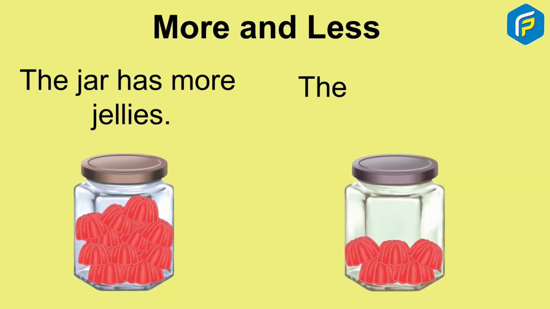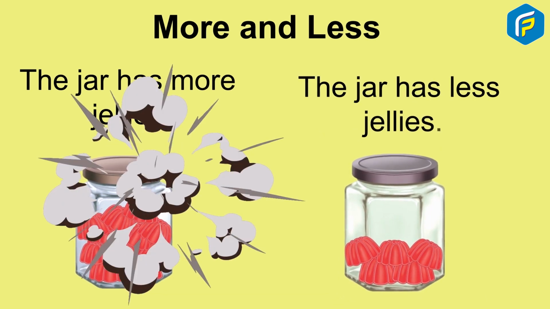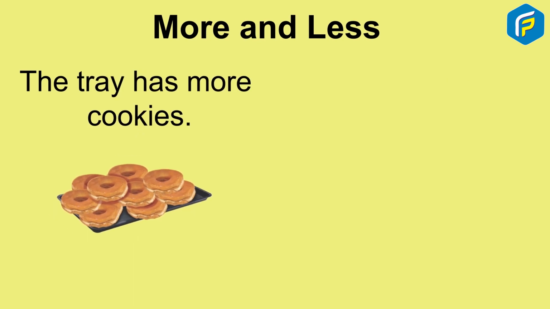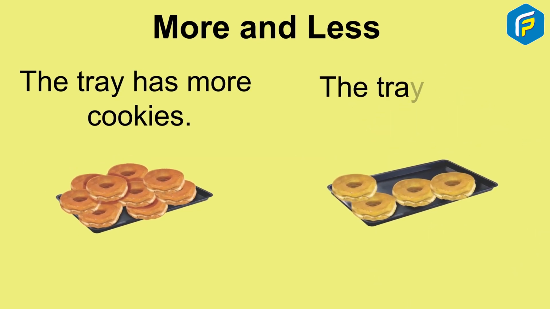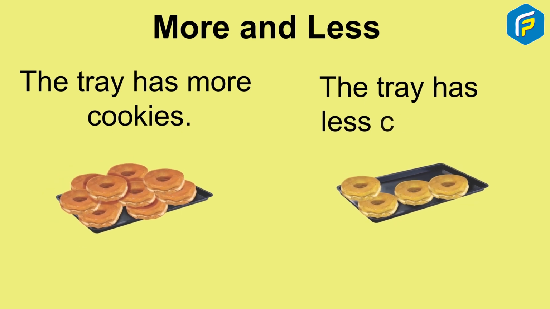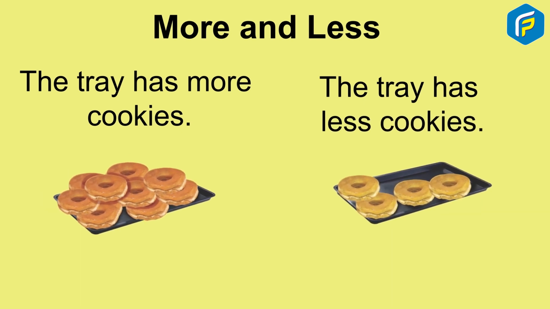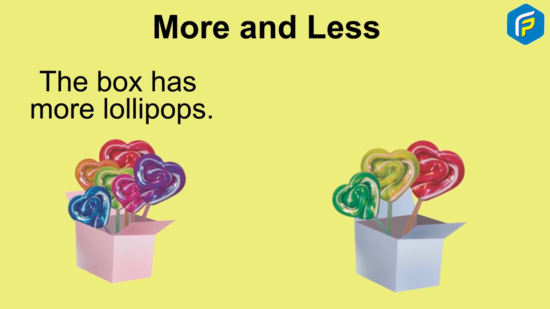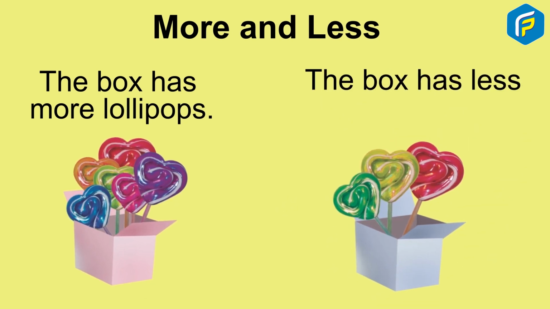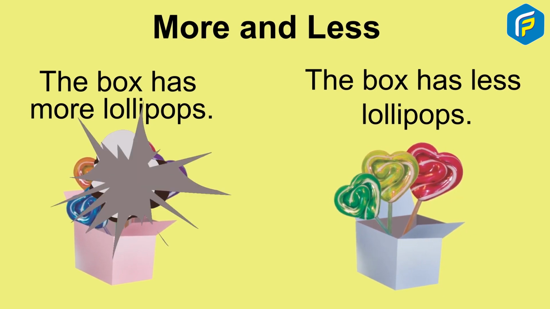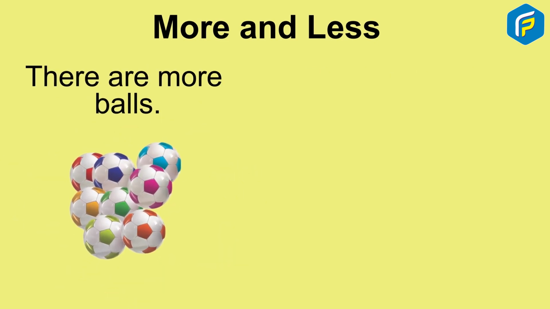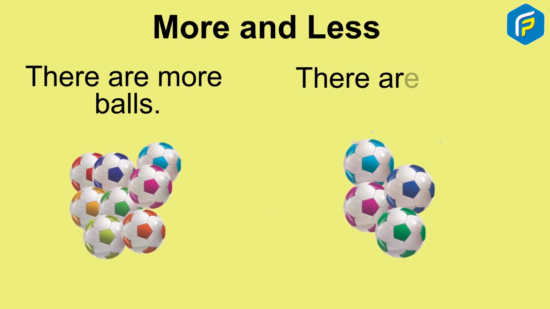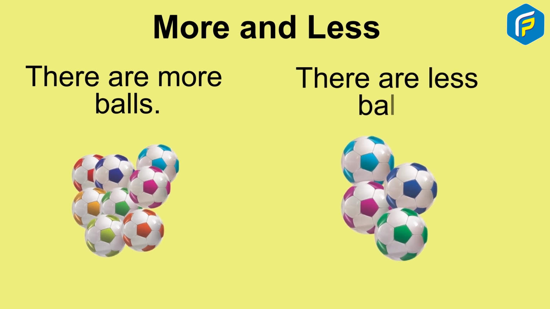The jar has less jellies. The tray has more cookies. The tray has less cookies. The box has more lollipops. The box has less lollipops. There are more balls. There are less balls.